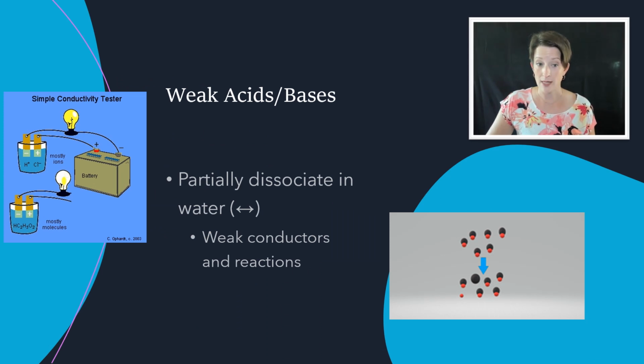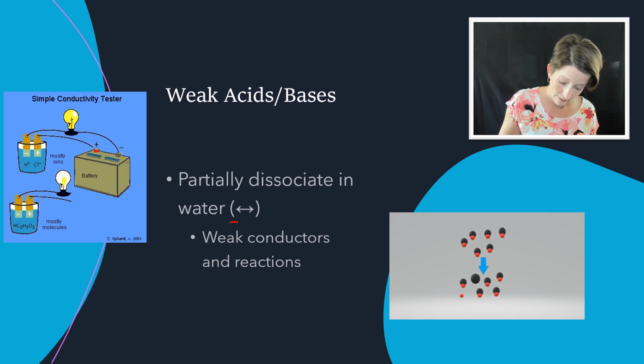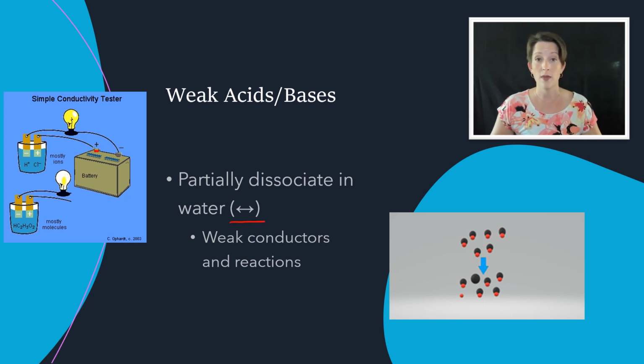Weak acids and bases, they are going to partially dissociate in water. So they have a reversible reaction with that forward and backward arrow, which means they can obtain an equilibrium. Because you're not going to get as many ions in solution, they're very weak conductors or have weak reactions.